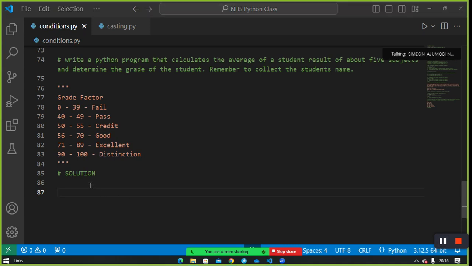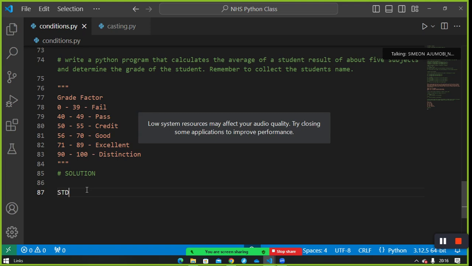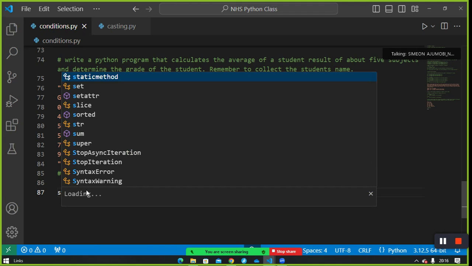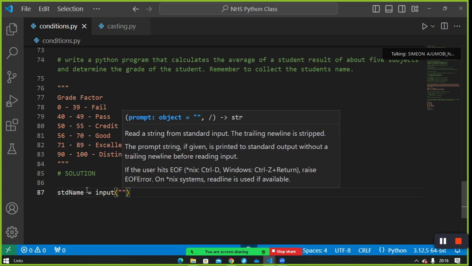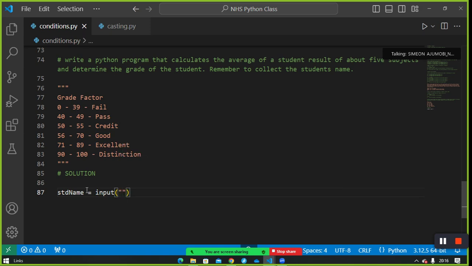So this is going to be the solution, as we're going to be collecting the student's name, and it's going to be reflecting in the output by starting by saying student name equals to input, because this is a string we are collecting here. No need to int it. We're not dealing with numbers. So we go, what is your name? You could say enter your candidate's name or anything like that.